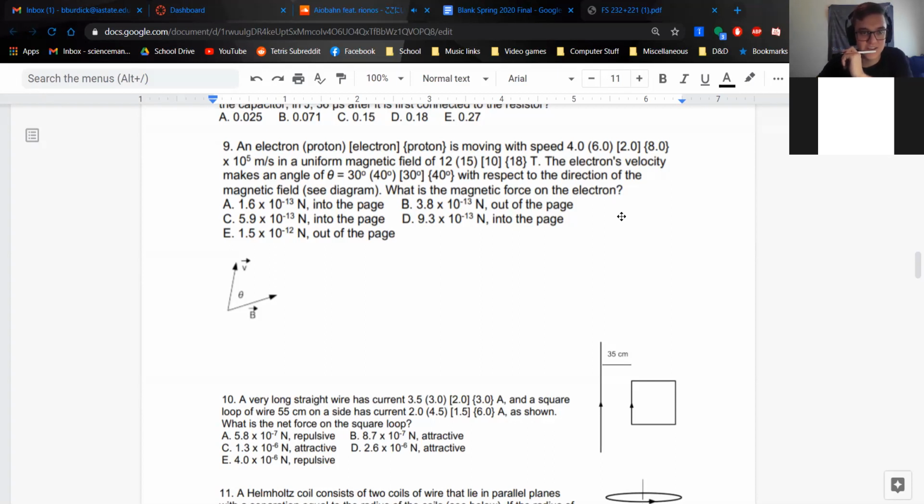Those of you who are sticking around, we're going to work on this question, number 9. We've got an electron moving with a speed of 4 times 10 to the 5th meters per second, moving in a uniform magnetic field of 12 teslas, and the velocity is at an angle of 30 degrees. So this is our diagram right here. And we want to know the magnetic force.